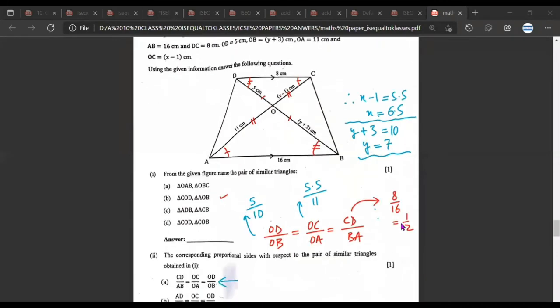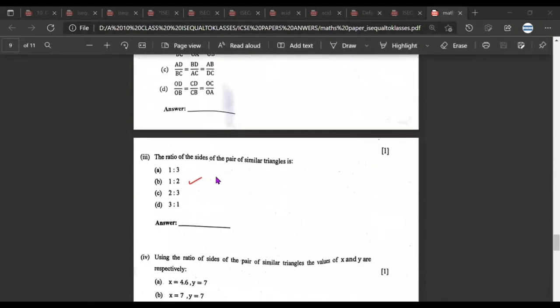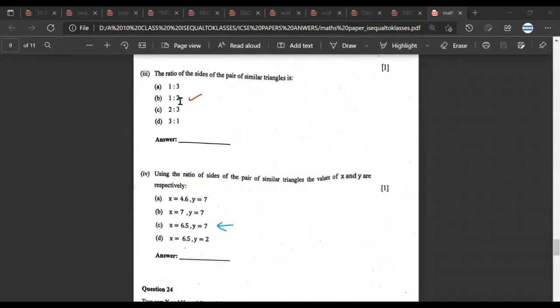Now, see, what you need to understand is that 8 upon 16 is 1 upon 2, and 8 upon 16 is this side. So the ratio is 1:2 because they are similar. Each side would have the same ratio. So the ratio of the sides of the pair of similar sides is 1 upon 2. So the answer is B.